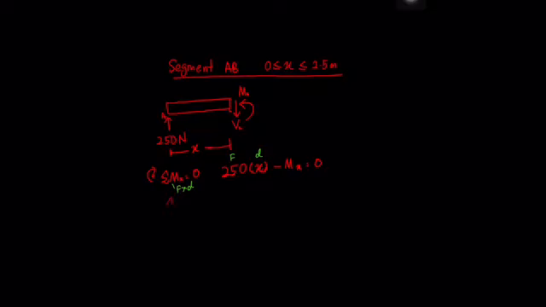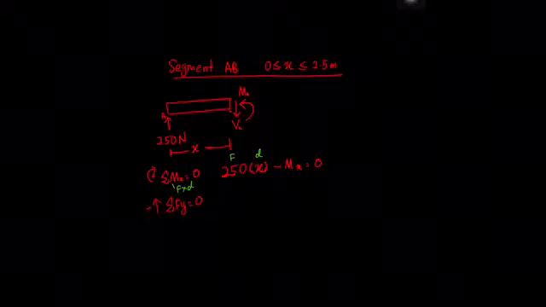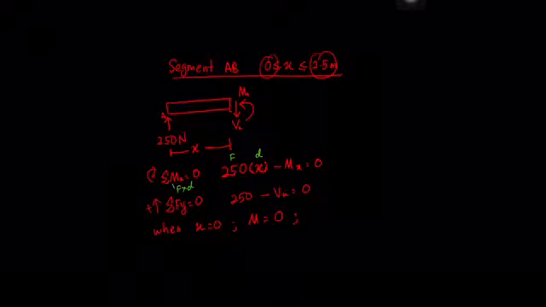Then we do the same for summation Fy is equal to 0. Upward is positive. Then you have 250 minus Vx is equal to 0. Then you substitute the value of x here and here in the equation. When x is equal to 0, you substitute the x value in the moment equation: 250 times 0 minus Mx is equal to 0.